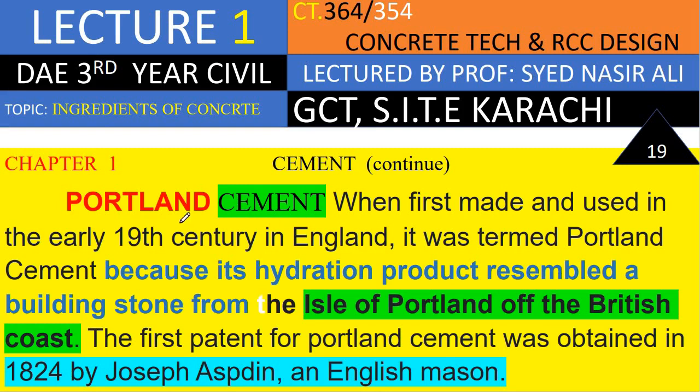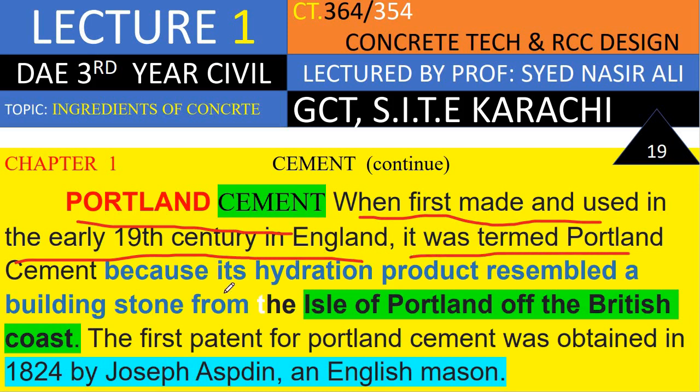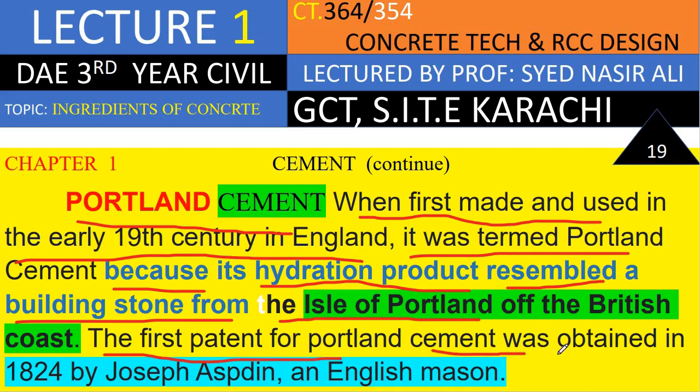Now this is about Portland cement. When first made and used in the early 19th century in England, it was termed Portland cement because its hydration product resembled a building stone from the island of Portland on the British coast. The first patent for Portland cement was obtained in 1824 by Joseph Aspdin, an English mason.